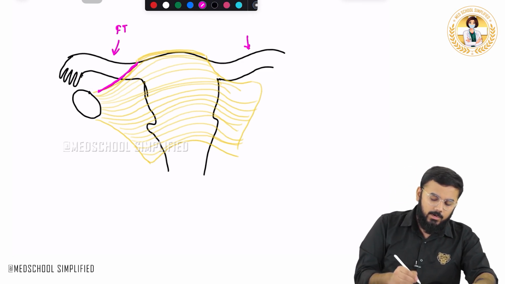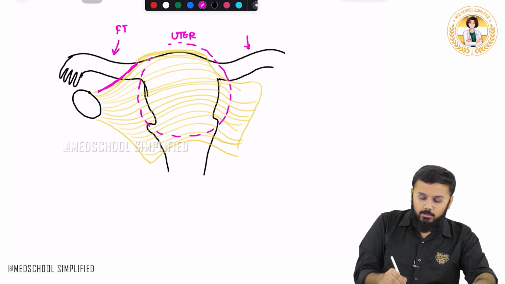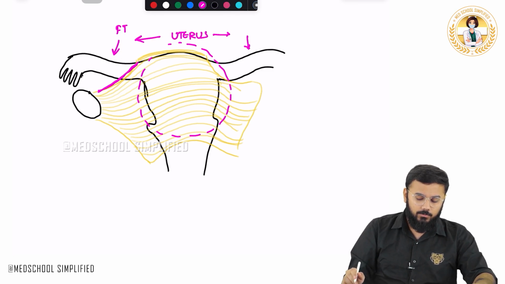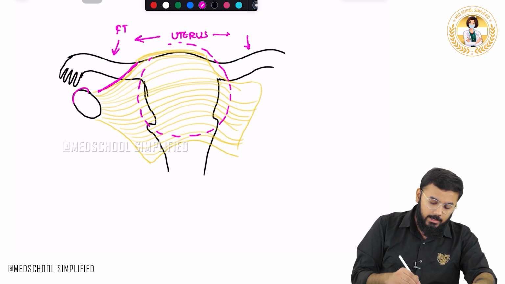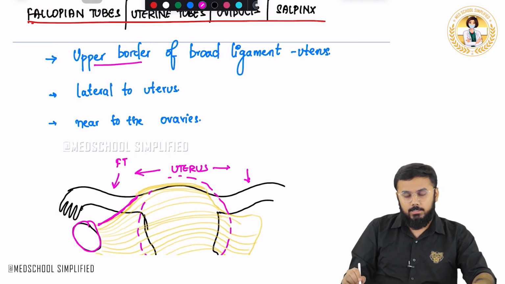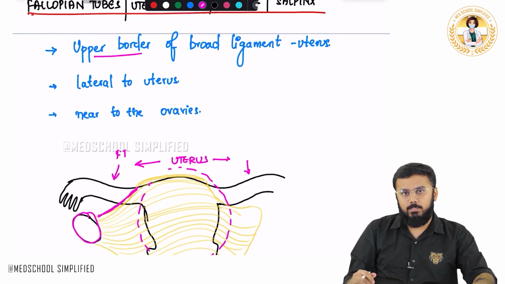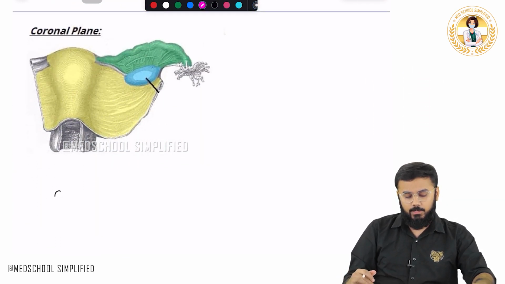And the second important thing, where are these fallopian tubes located? This center part over here is called the uterus. On either side of the uterus, which you also call the lateral sides of the uterus, you have these fallopian tubes. And the next important thing, they are located near the ovaries. So that's what I was telling here. The first point is it is located on the upper border of the broad ligament of the uterus. Second, it is present lateral to the uterus, and third, it is near to the ovaries.